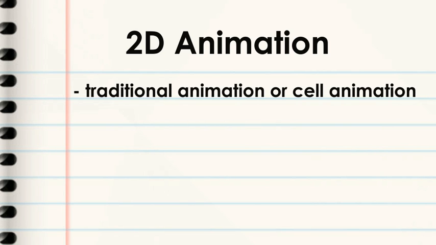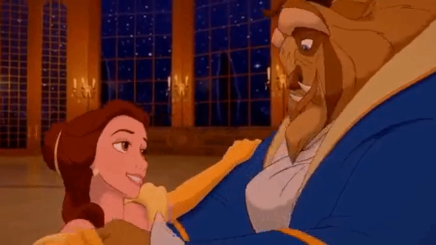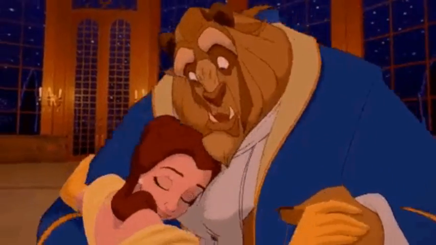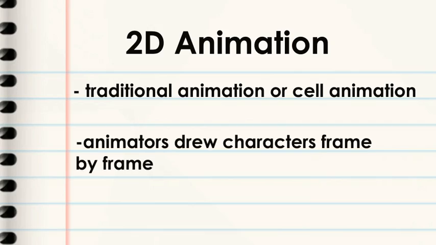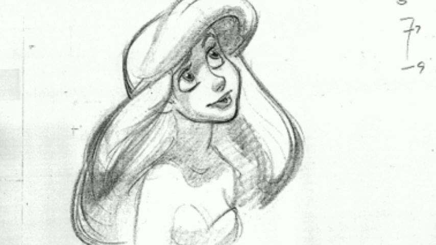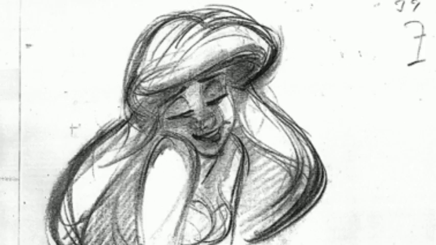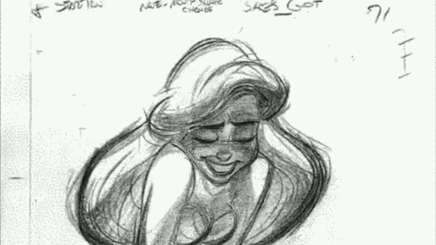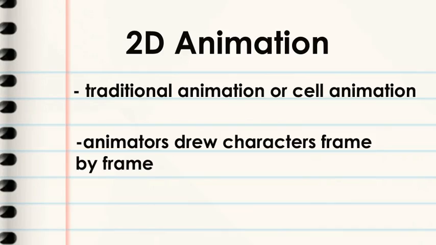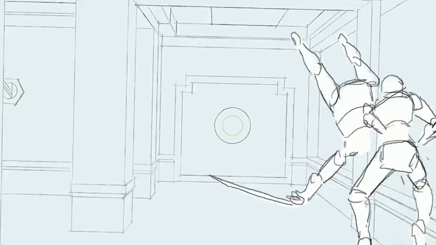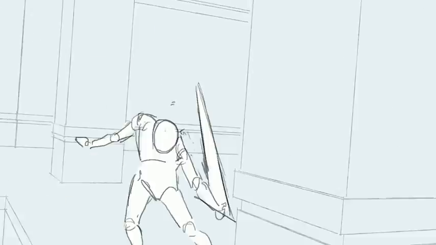2D animation. The first type of 2D animation might be called traditional animation or cel animation. This is the classic type of animation that most are probably familiar with. In the old days, animators drew characters frame by frame, and then those drawings were transferred onto clear acetate sheets called cels for painting. That's where the term cel animation comes from. Hand-drawn animation could be done entirely analog or entirely digitally, and sometimes a mix of the two.